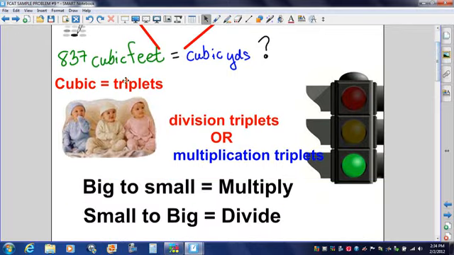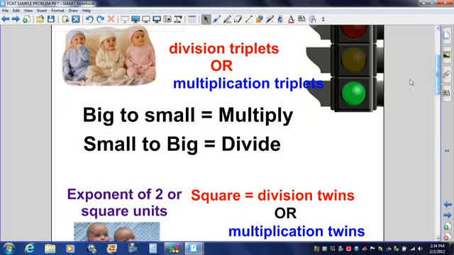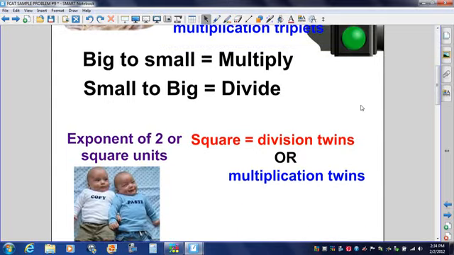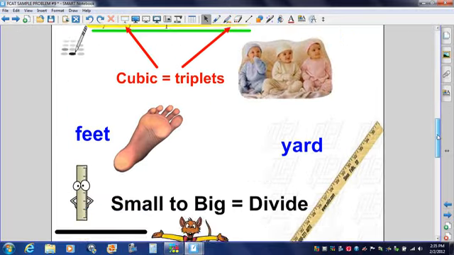Well, back in chapter 1 we said cubic was like triplets. So that tells me I'm either going to do division triplets or multiplication triplets. So I'm going to have two choices. I'm either going to go big to small, which I multiply, or I'm going to go small to big, which means I divide. So let's see what's going on.